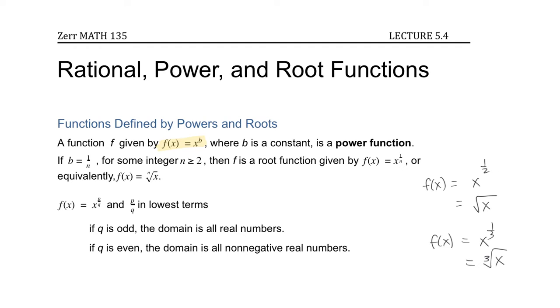Now if our denominator is odd, like in this case, an odd kind of root, then the domain is all reals. But if we have a function whose denominator is even, like the square root, another example would be a 4th root, 6th root, anything even, then the domain is limited to only non-negative real numbers.